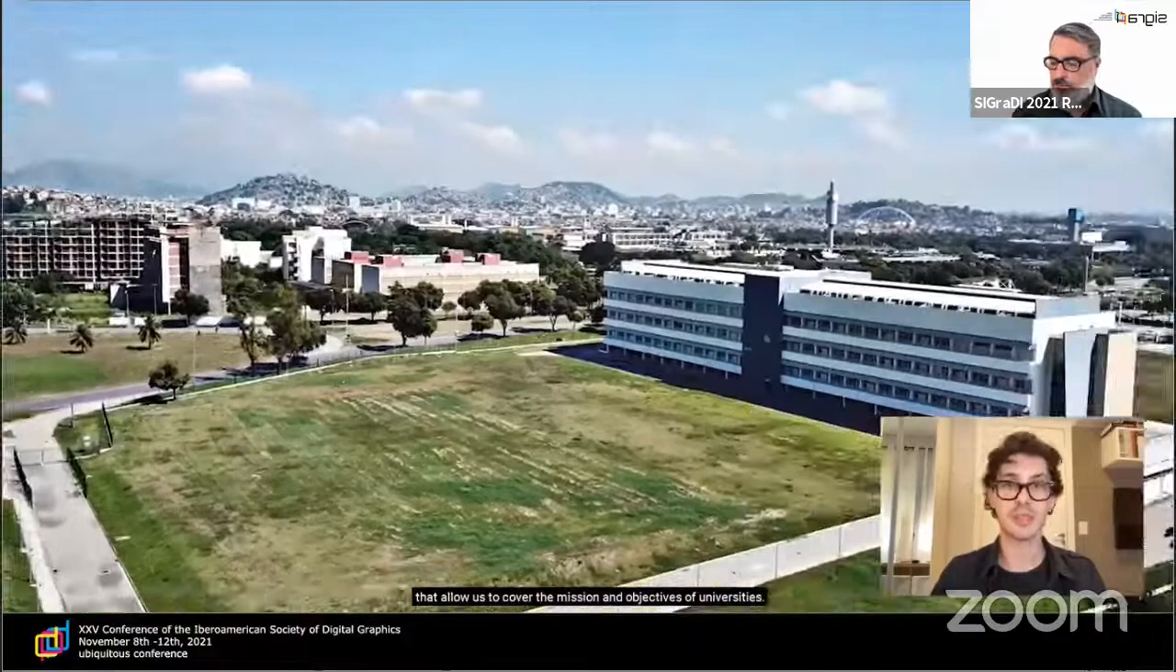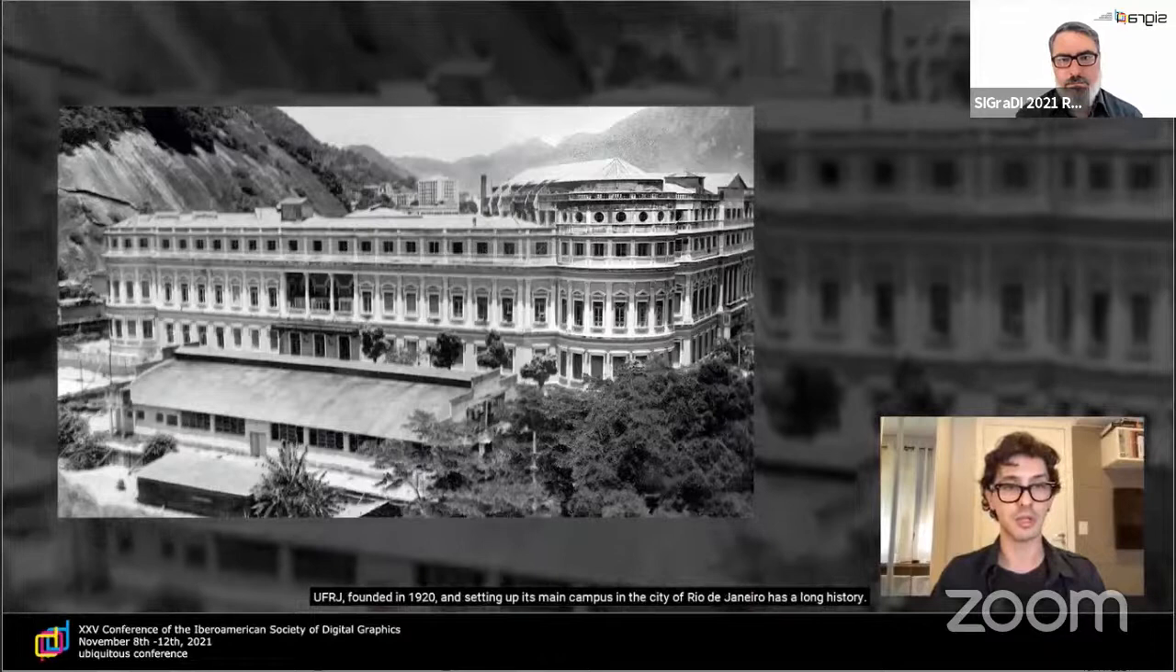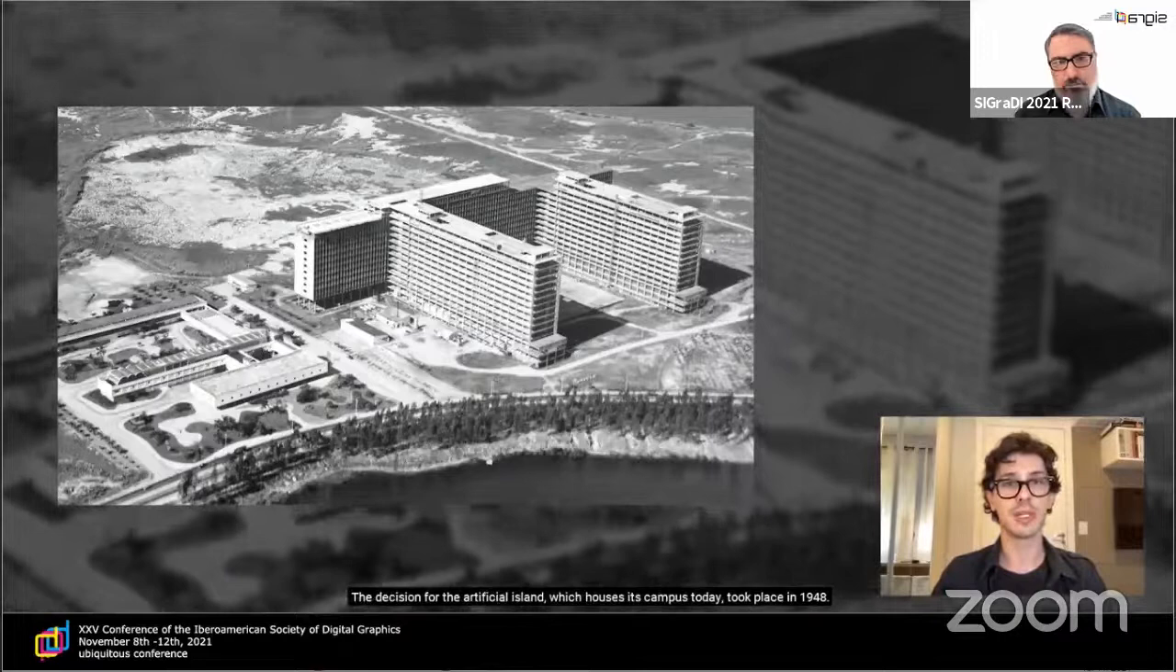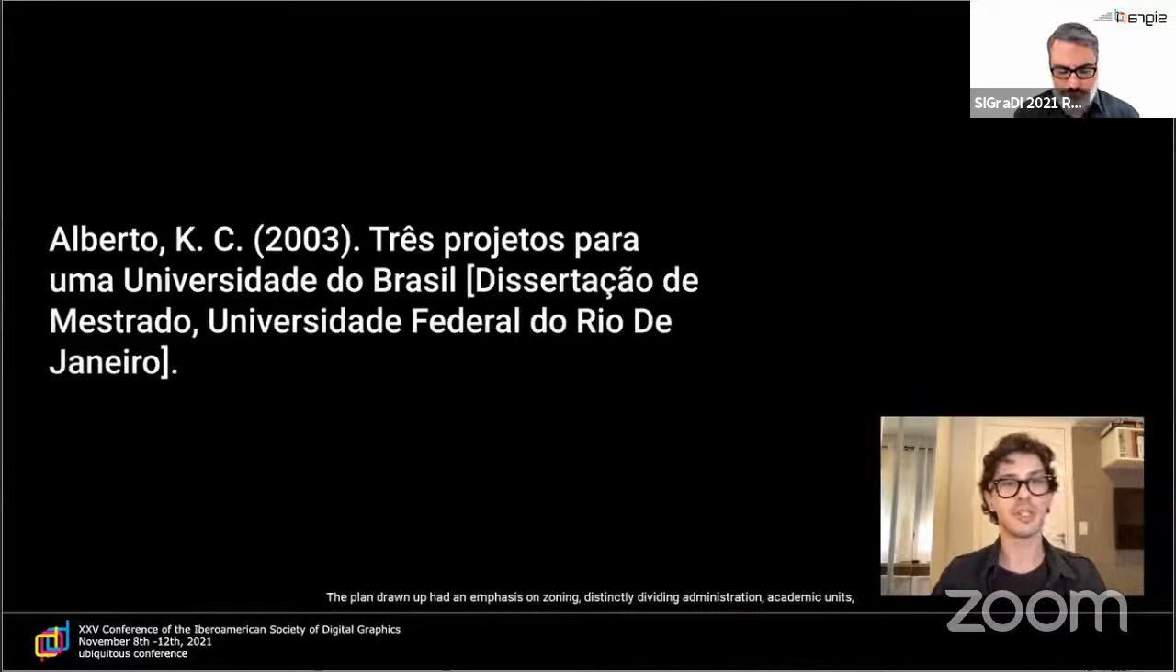A UFRJ, fundada em 1920, e a implantação de seu principal campus na cidade do Rio de Janeiro tem longas histórias. A decisão pela ilha artificial que abriga a cidade universitária hoje deu-se em 1948. O plano elaborado tinha ênfase no zoneamento e setorizava distintamente a administração, as unidades acadêmicas, alojamentos e demais serviços auxiliares.